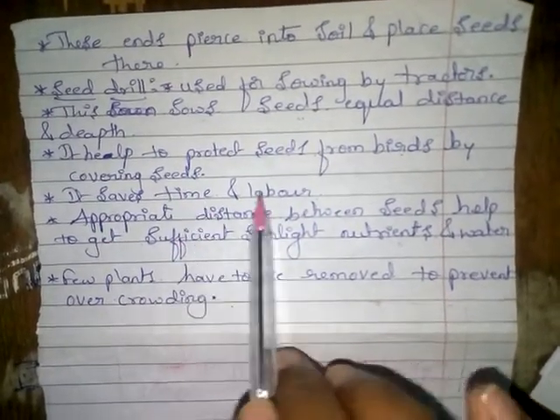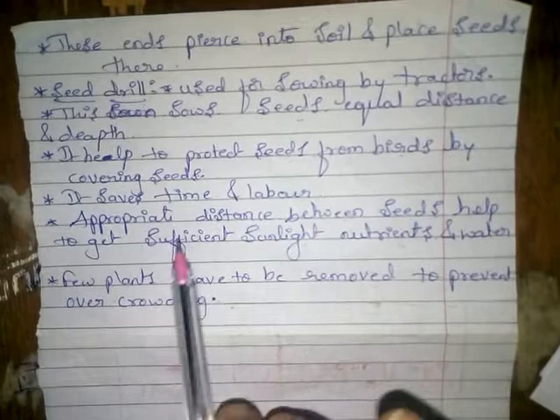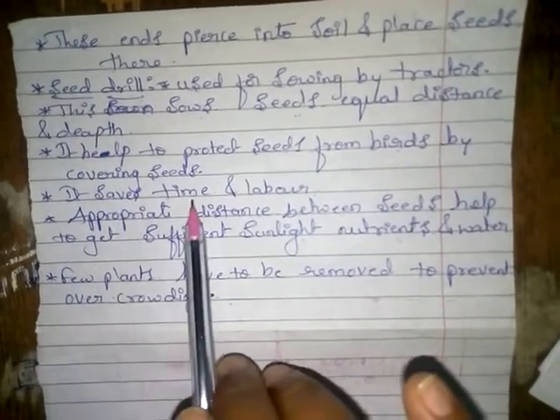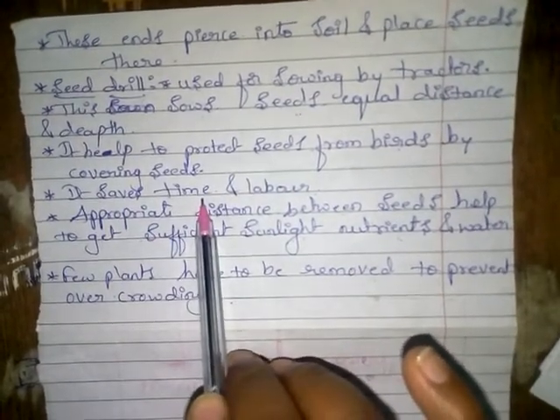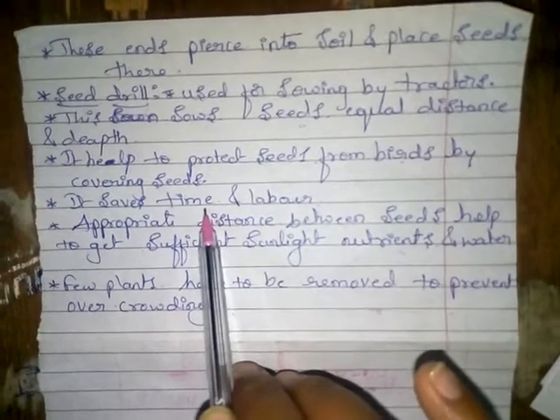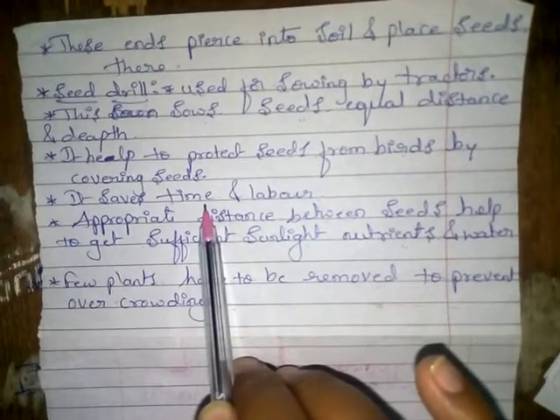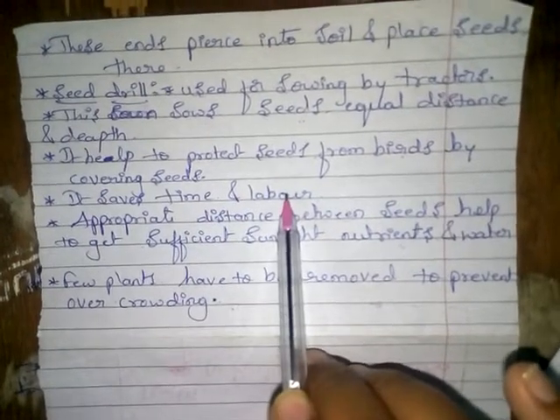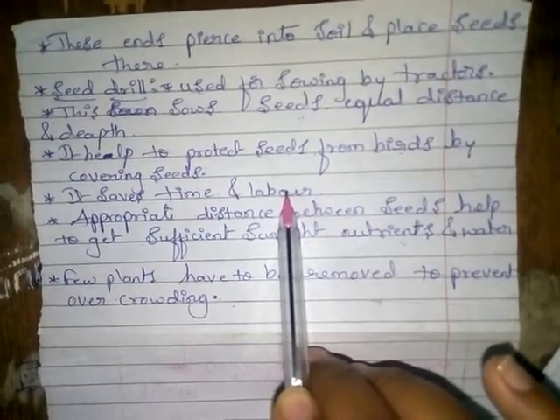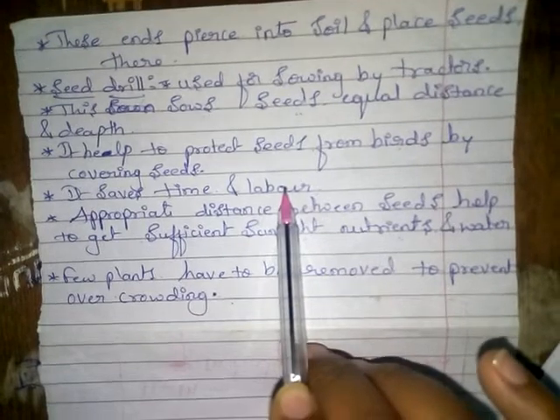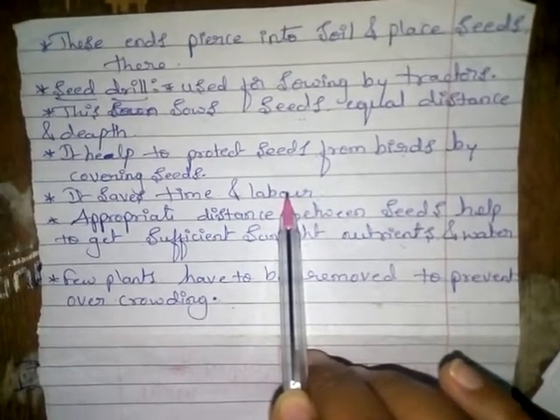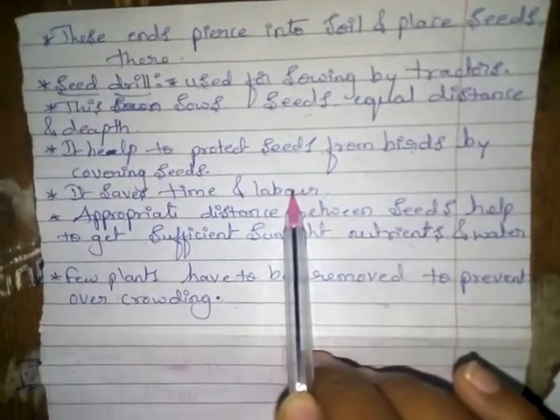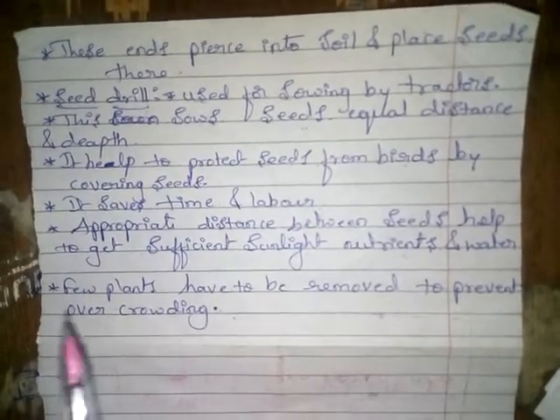It saves time and labor. The seed drill saves time; within a little bit of time, it will sow 1 acre or 2 acres of land. And there is no need of much labor for the seed drill. If required, with 1 or 2 laborers only we can do this type of work.